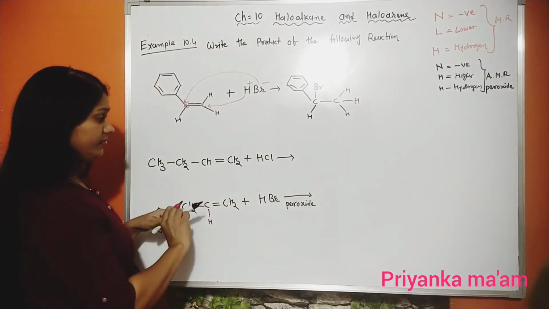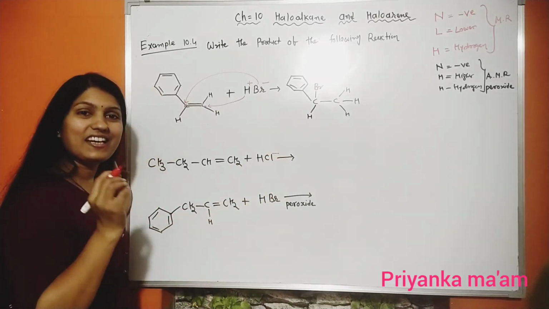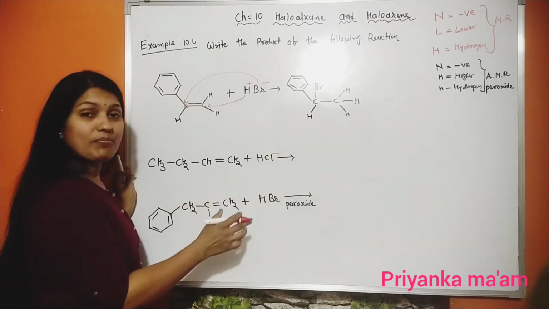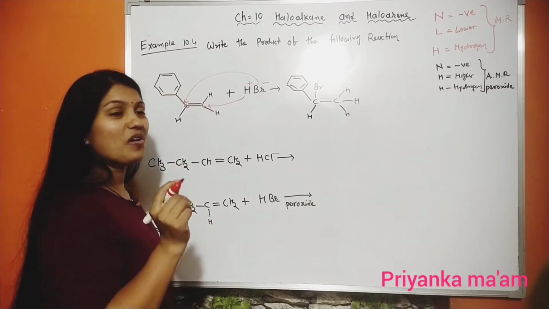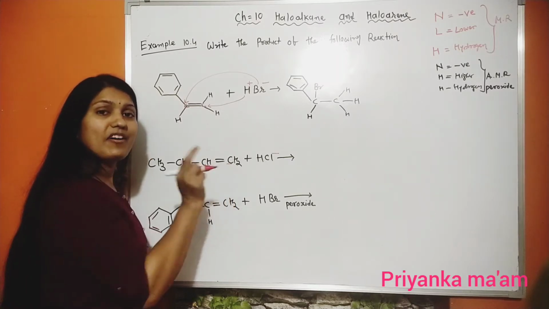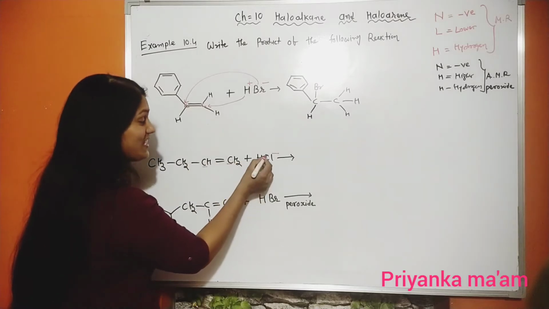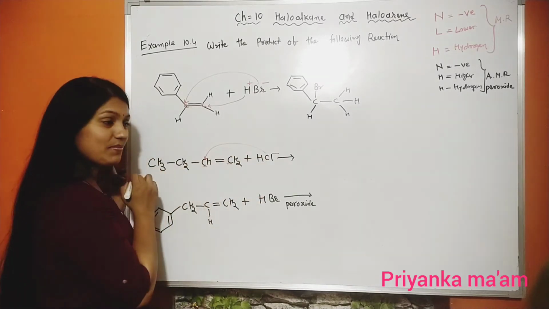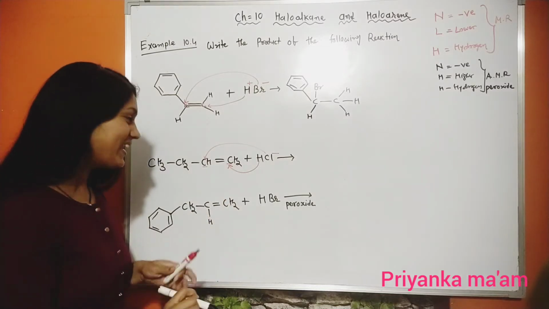Second, this Cl, it is a negative ion, it attacks on a double bond. But kiske saath attach hoga? Which has a lower hydrogen. This double bonded carbon: this carbon has two hydrogens and this carbon has only one hydrogen. So this Cl is attached with this carbon and hydrogen attached with the other carbon. Okay, it is very easy.